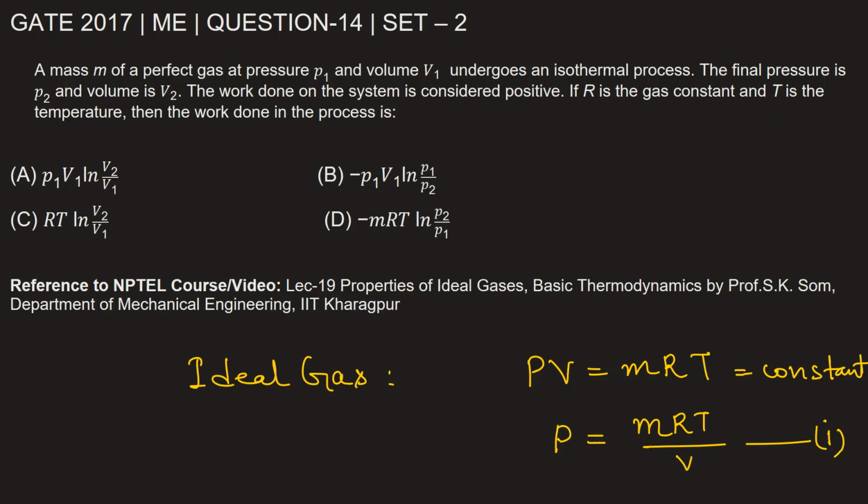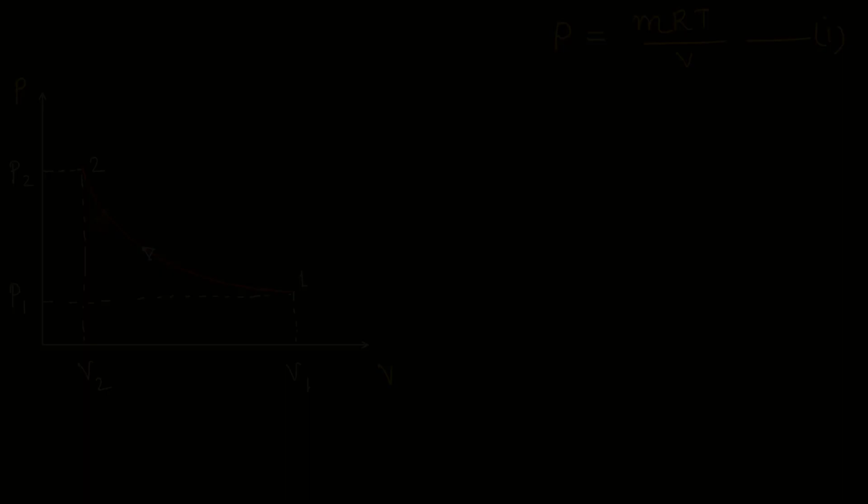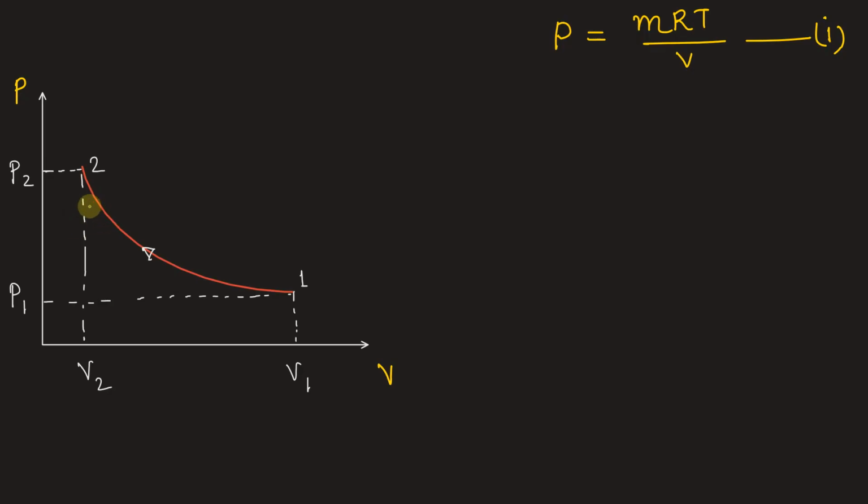Now let's represent work done on PV diagram. The work done by an ideal gas is the area under the curve from 1 to 2, this red curve. In the pressure difference P1 to P2, so let's mark here. The work done will be this yellow hashed area. And this red curve is isothermal curve. Isothermal process.